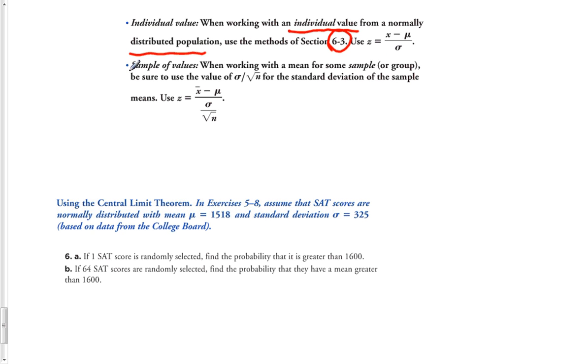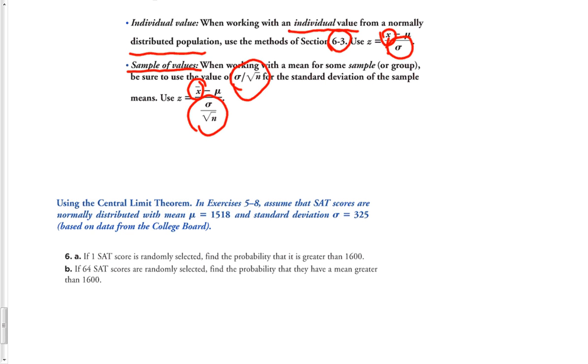Now, if we have sample values instead, and we're working with a mean from some sample or group, then we want to use the standard deviation of the sampling distribution. In that case, the formula needs to be modified. Instead of x, since we're dealing with a sampling distribution, the individual values are actually going to be means, so we're going to use x bar. And instead of dividing by sigma, we're going to divide by sigma over the square root of n.